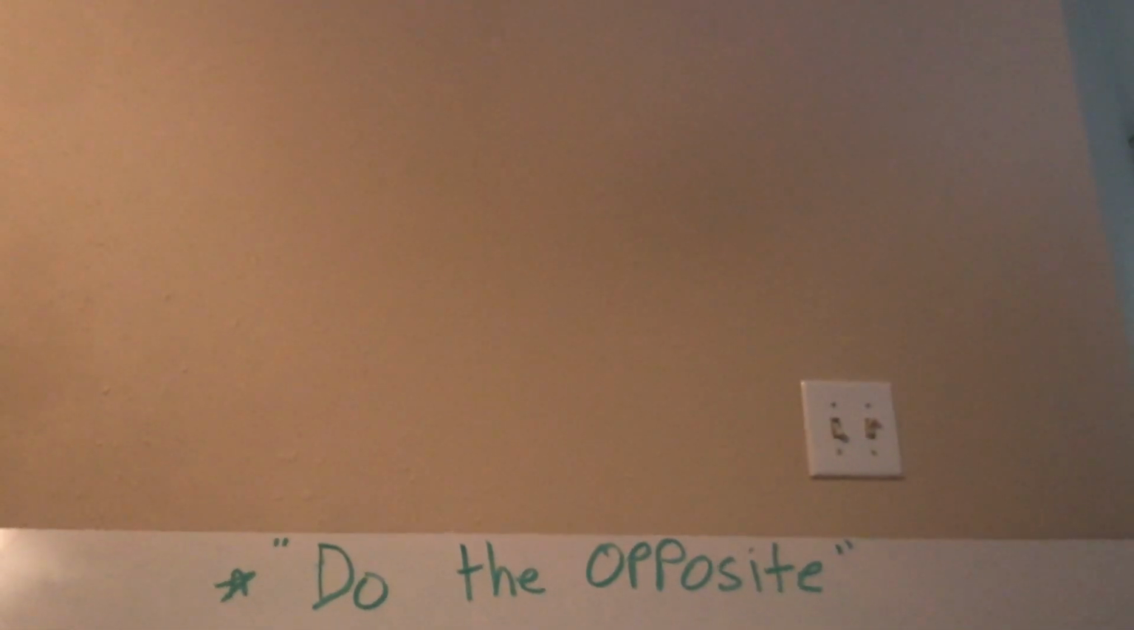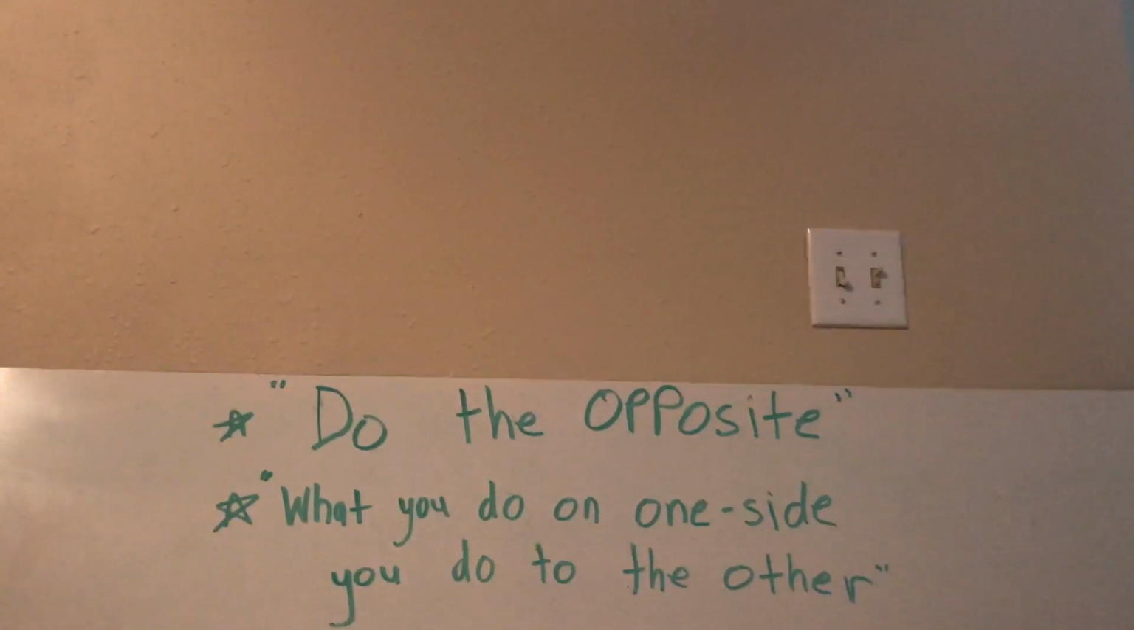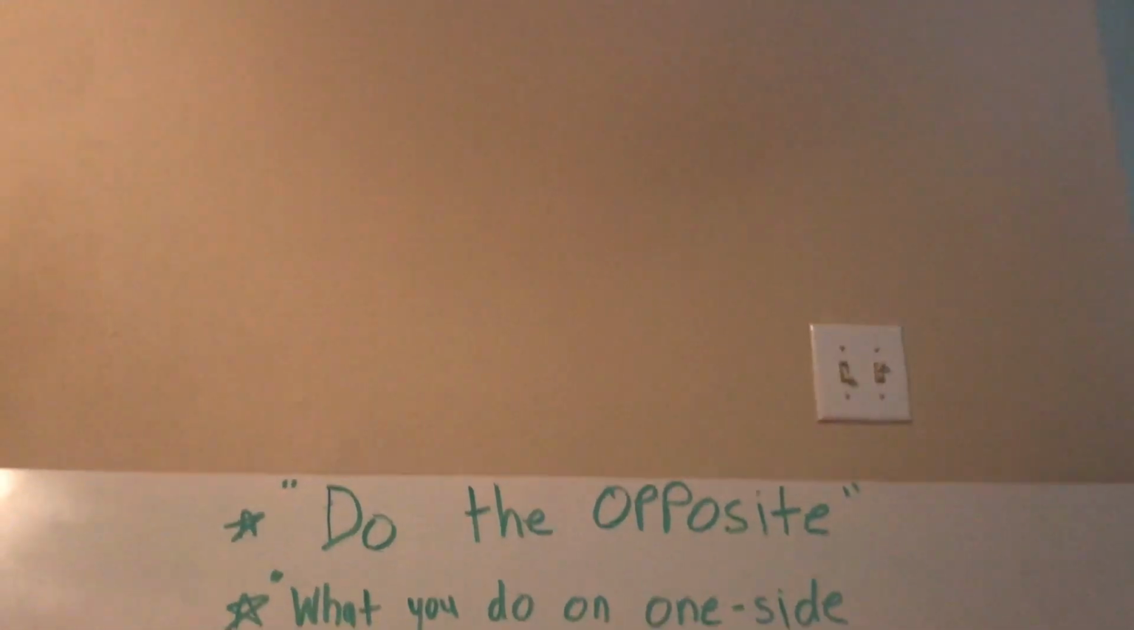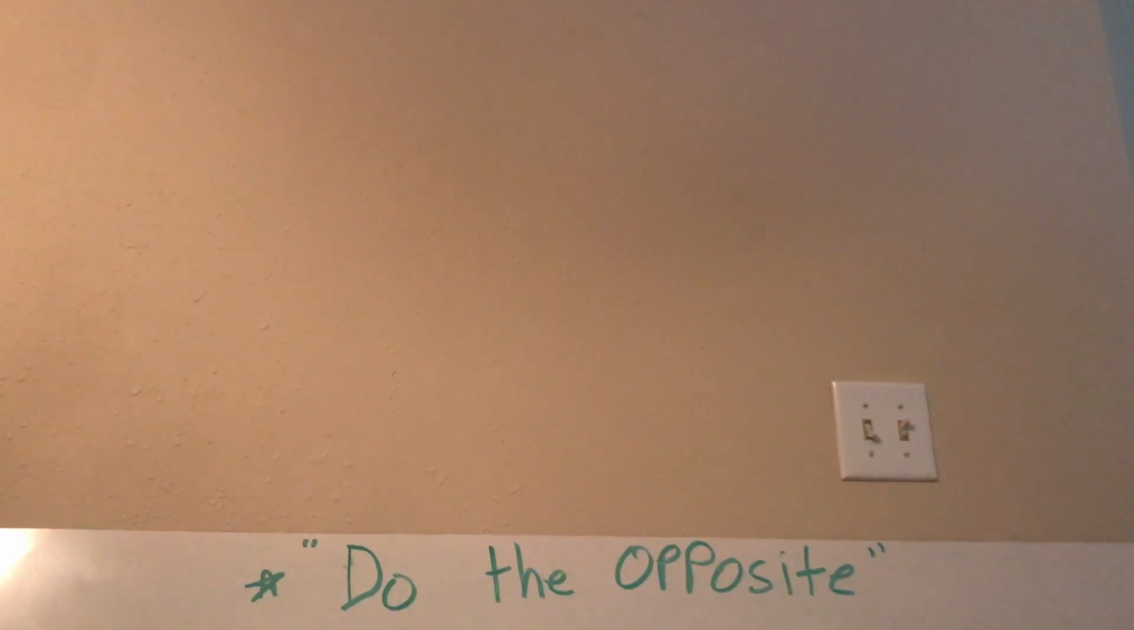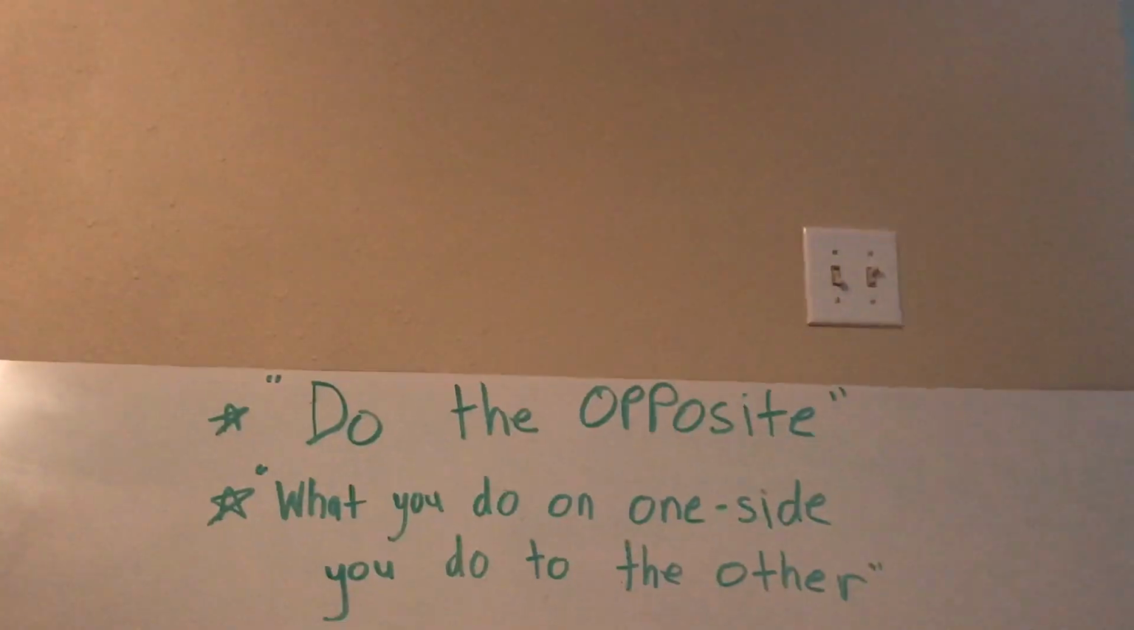Do the opposite. What you do on one side, you do to the other. Do the opposite. What you do on one side, you do to the other. That is how you will solve these one-step equations.